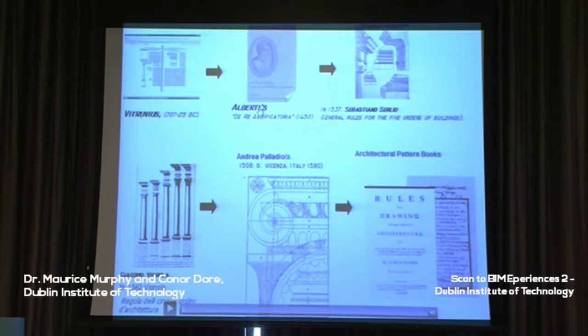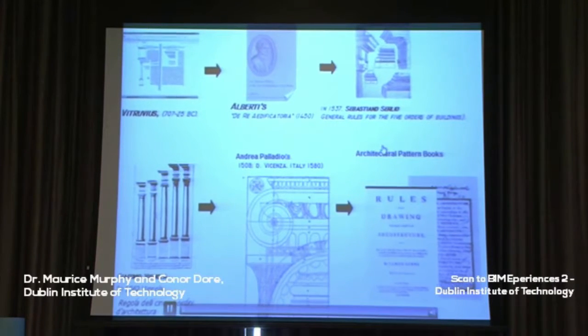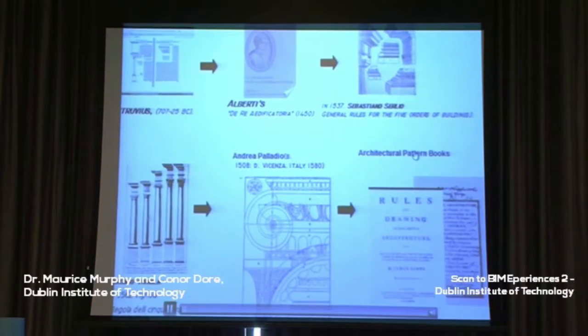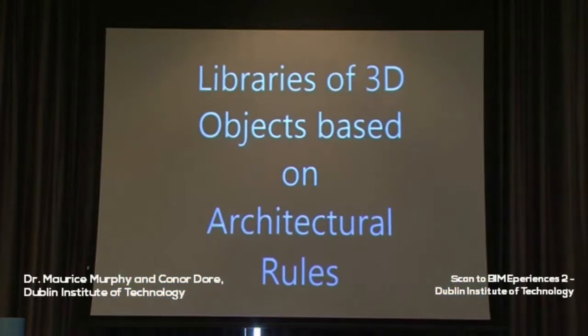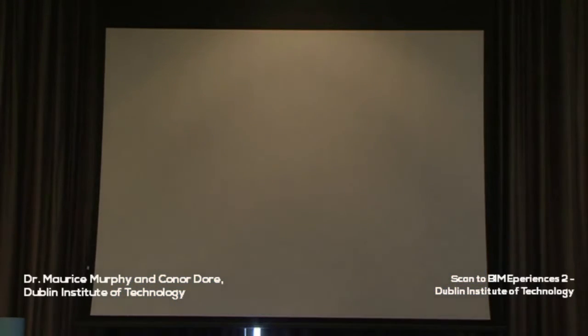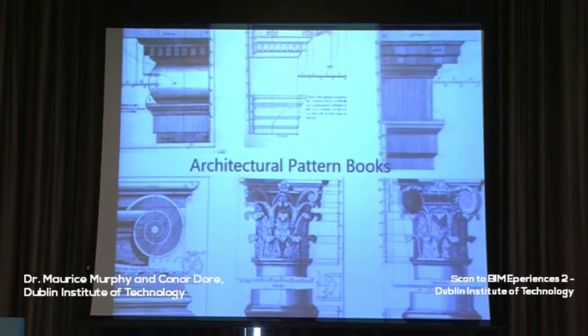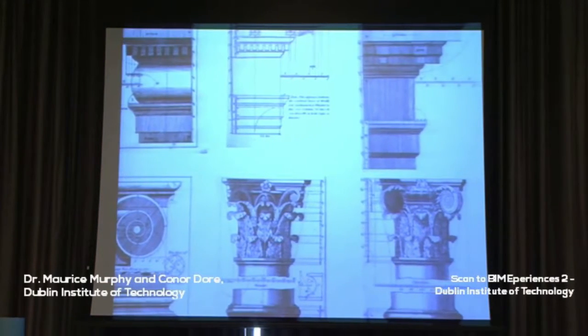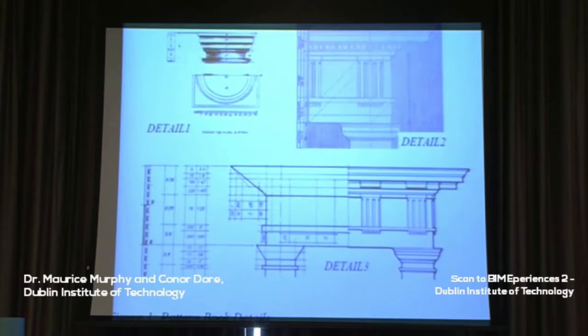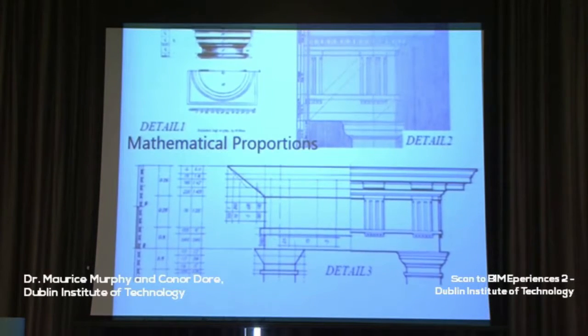So you have a whole series of architectural pattern books, more or less stating the rules that the Greeks and Romans used for their classical buildings. By the time these styles got to Ireland, it was probably the late 1600s, early 1700s. So we have what are called pattern books, and this is the source of information where we first started building our objects from.